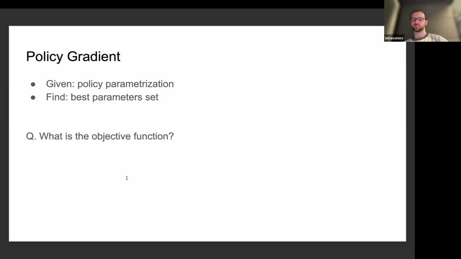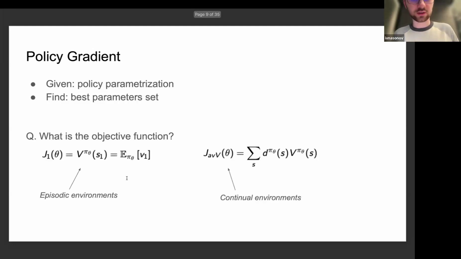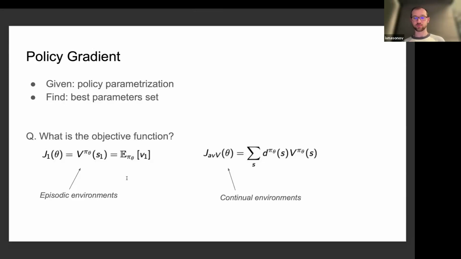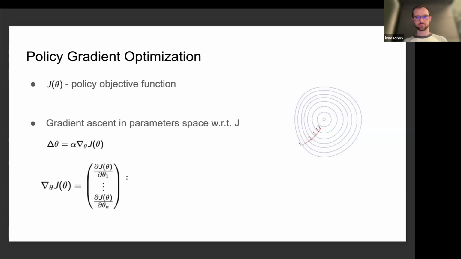Yeah, you're quite right. We have two types of environments, episodic environments and continual environments. And this is the difference. Of course, we have to do some gradient optimization of these policy objective functions, and it depends on the environment. By the way, we have our function, for example, and gradient descent.